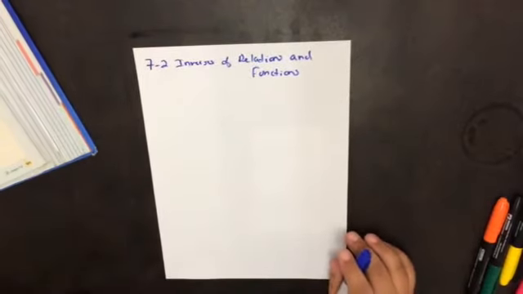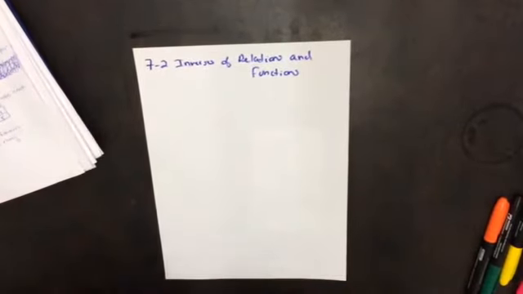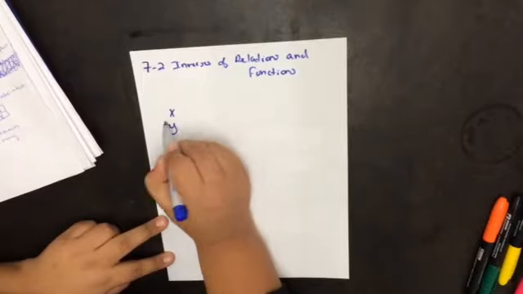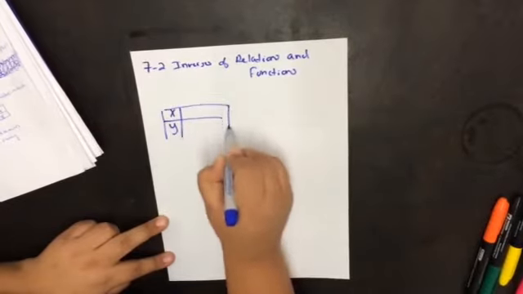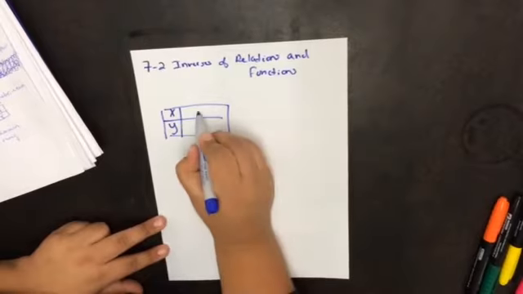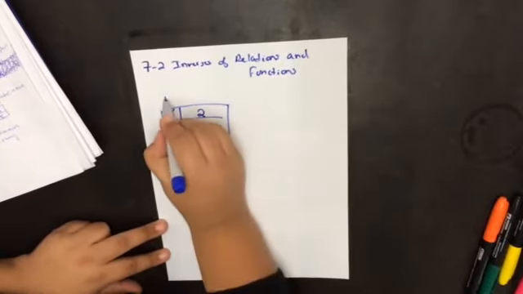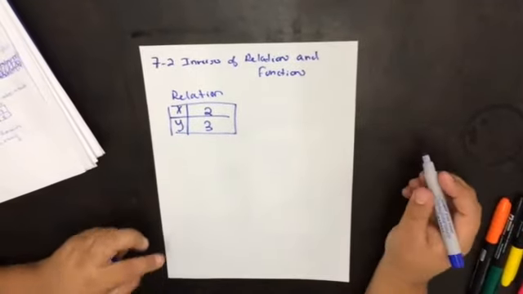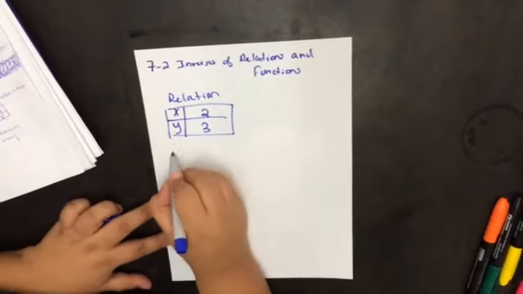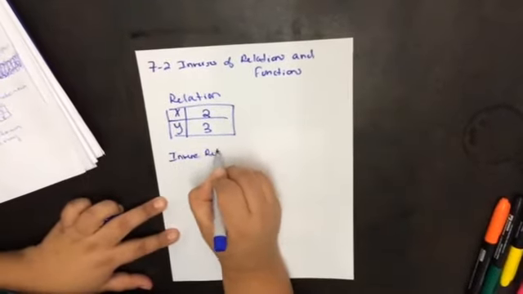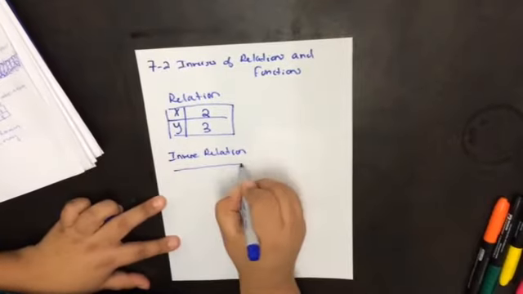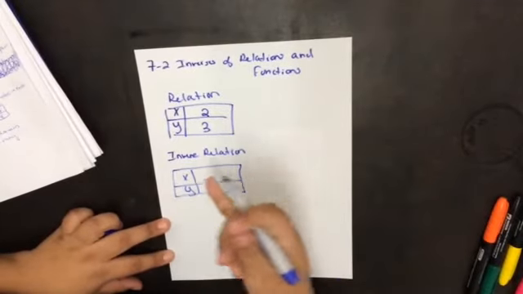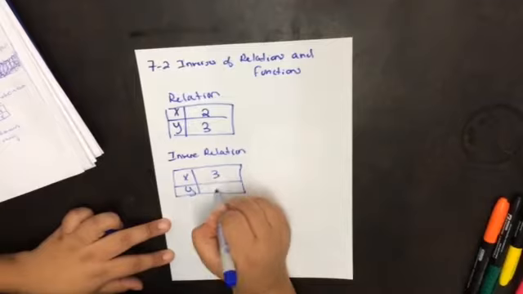Okay, so let's start with relations. A relation is a set of ordered pairs. So we have the following relation, x and y, with the following ordered pair, 2 and 3. The inverse of a relation is when you switch the x and the y values in each ordered pair. So the inverse would be, we're switching the x and the y, so the inverse relation would be 3 and 2.